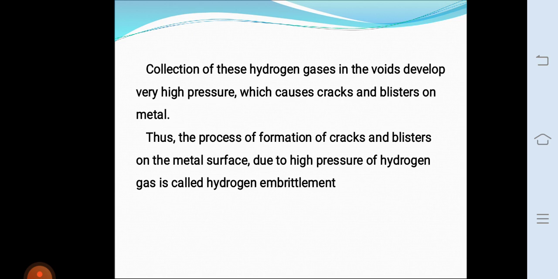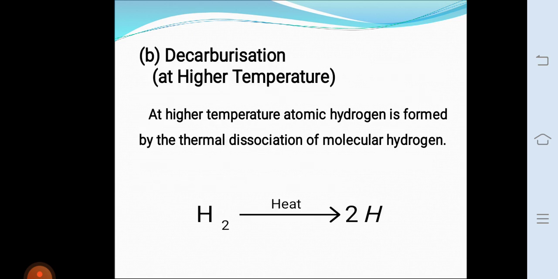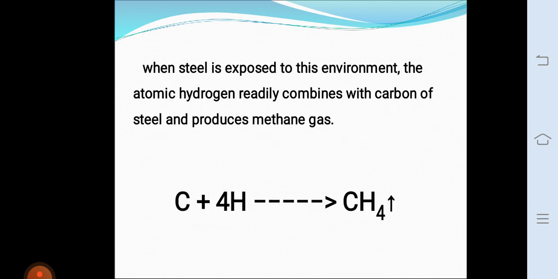Decarburization at high temperature. At high temperature, atomic hydrogen is formed by the thermal dissociation of molecular hydrogen: H2 in the form of heat forms 2H. When steel is exposed to this environment, the atomic hydrogen readily combines with the carbon in steel and produces methane gas: C plus 4H forms methane, CH4. The collection of these gases in the voids develops very high pressure and causes cracking. Thus, the process of decrease in carbon content in steel is termed decarburization of steel.